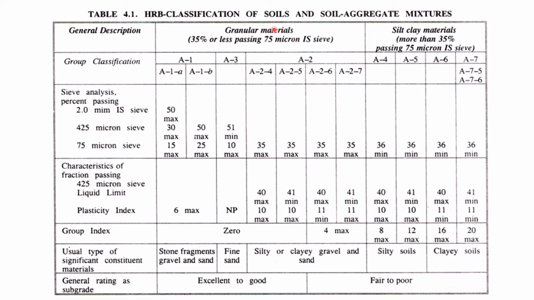Now, whatever soil we have taken for the analysis, as I told you, if the amount of soil passing the 75 micron IS sieve is 35% or less, that means more than 65% is retained on the sieve. In that situation, we classify further by sieve analysis. Whatever soil has been retained on the 75 micron sieve, we take that soil and do further sieve analysis.